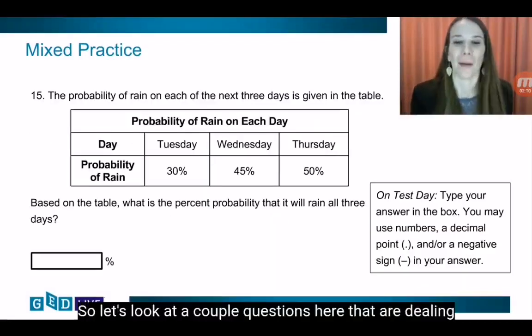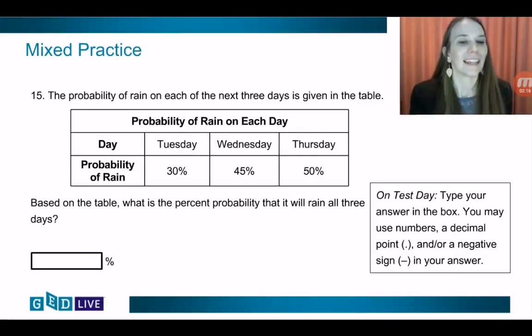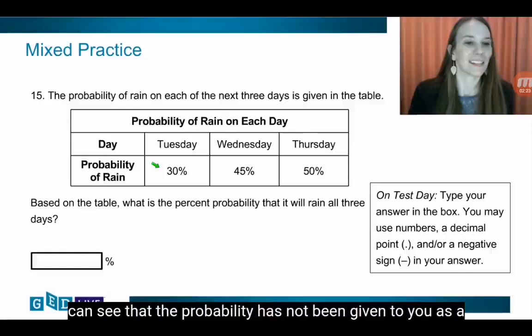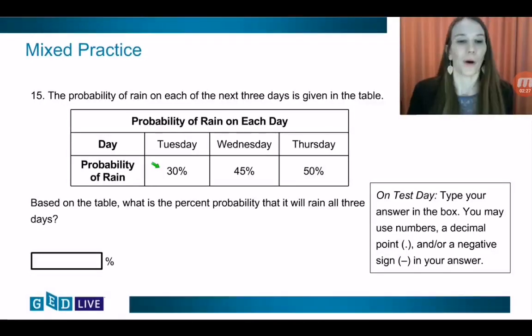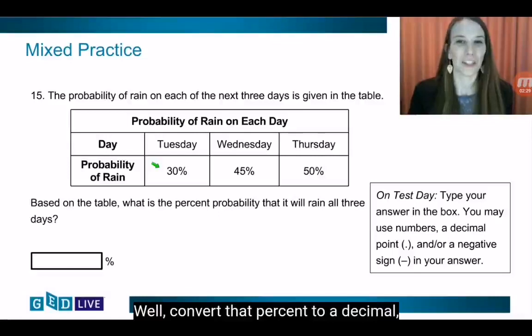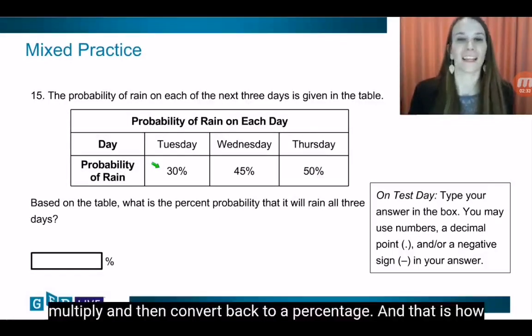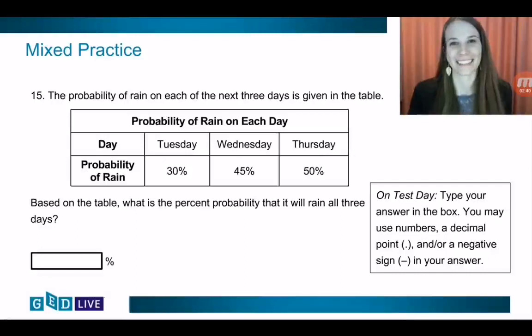So let's look at a couple questions here that are dealing with this probability concept. We want to know, what is the probability that it will rain all 3 days? Now, in this case, you can see that the probability has not been given to you as a fraction, but rather as a percent. Well, convert that percent to a decimal, multiply, and then convert back to a percentage. And that'll be how you answer question number 15. Take a look, unpause when you're ready to reveal the answer.